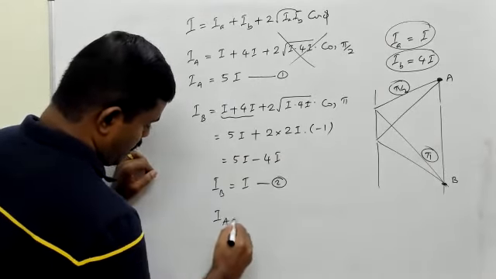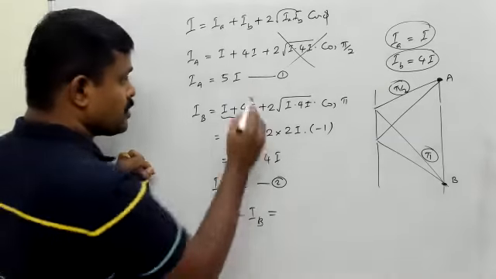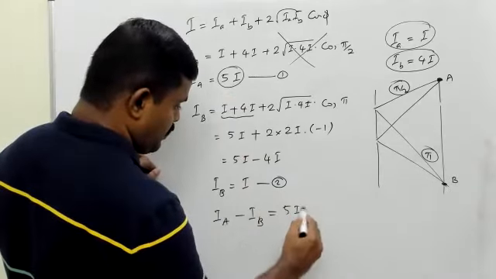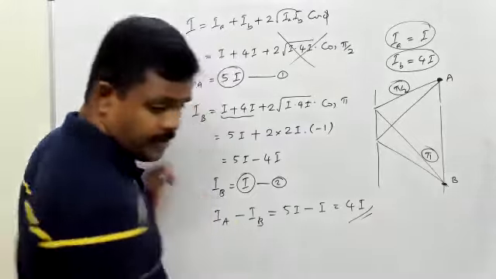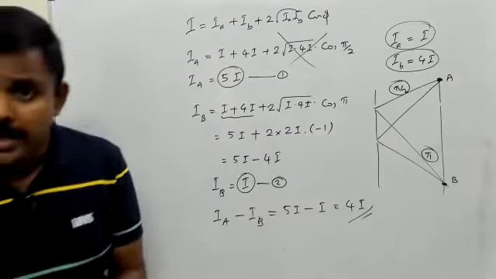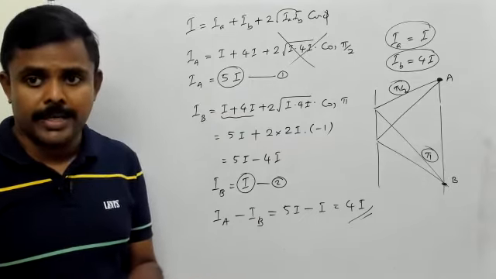The question is to find the difference in intensities at A and B. So here the intensity is 5I. Here the intensity is I. So the difference is 4I, and the answer is option B. Last question, I'll come back and do it in the next session.